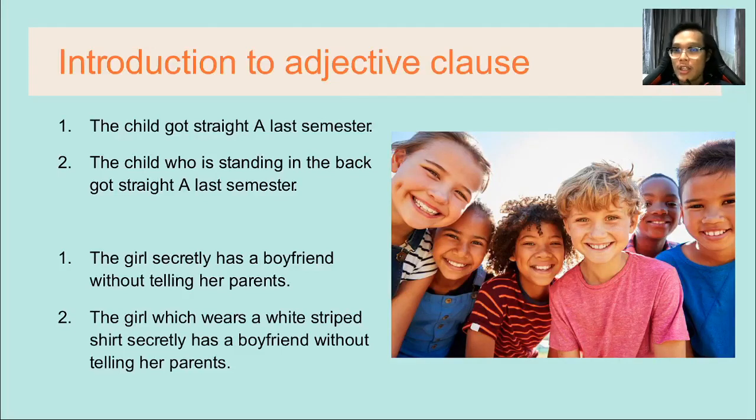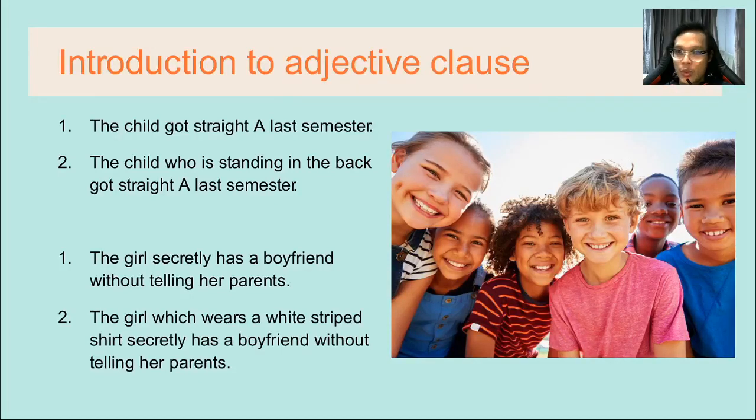So here is the question. I asked you, the child got straight A last semester, and how many children are there in the picture? There are 6 children, right? So how do we know which child got a straight A last semester? We don't know, right? Because the sentence is unclear, undetailed. We don't really know anything about the child. We just know that the child got straight A last semester, but rather than that, we know nothing. So here is the importance of adjective clause.